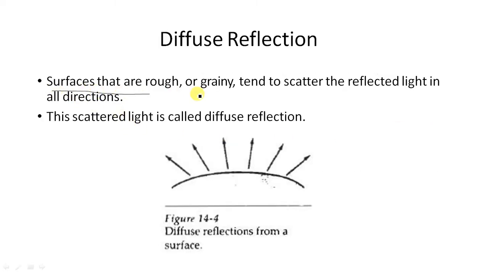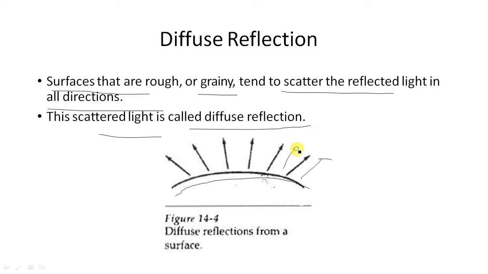Surfaces that are rough or grainy tend to scatter the reflected light in all directions. This scattered light is called diffuse reflection. It means when light hits an object that has a rough surface, it is reflected in various directions, to all directions. This reflected light is called diffuse reflection. In the given example, this is a surface and light is reflected in all directions. So this reflection is called diffuse reflection.